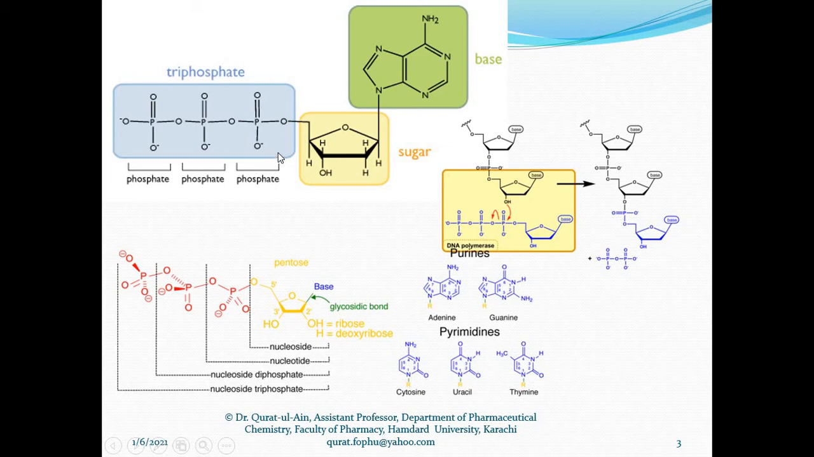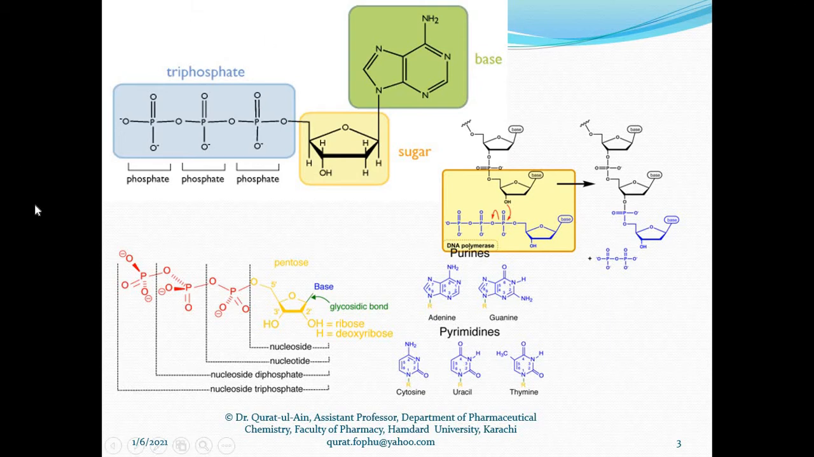If a nucleotide has three phosphate groups, we say it is a trinucleotide. If a nucleotide has two phosphate groups, it is a dinucleotide. And if a nucleotide has only one phosphate group, it is a mononucleotide. These are the nucleotides that exist in DNA.